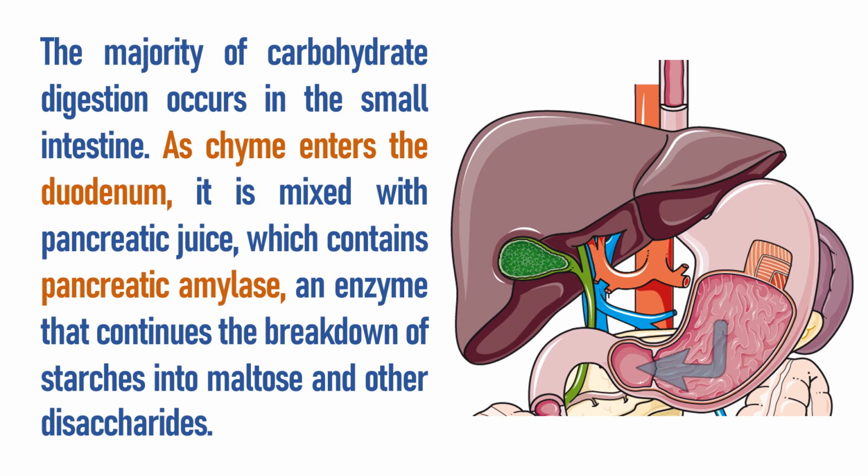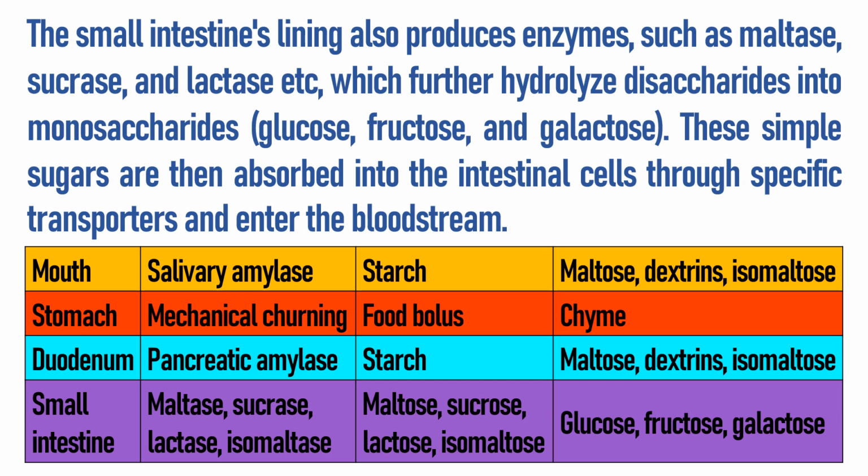The majority of carbohydrate digestion occurs in the small intestine. As chyme enters the duodenum, it is mixed with pancreatic juice, which contains pancreatic amylase, an enzyme that continues the breakdown of starches into maltose and other disaccharides. The small intestine's lining also produces enzymes, such as maltase, sucrase, and lactase, which further hydrolyze disaccharides into monosaccharides, including glucose, fructose, and galactose.